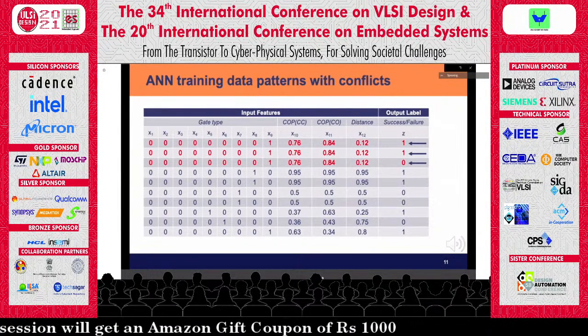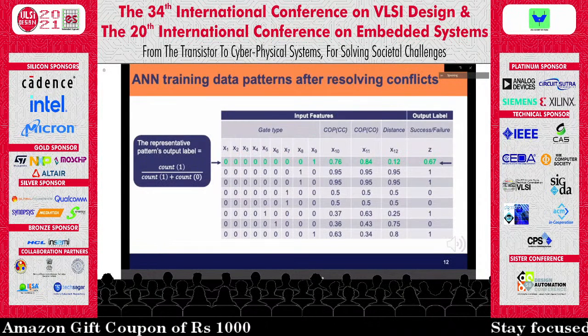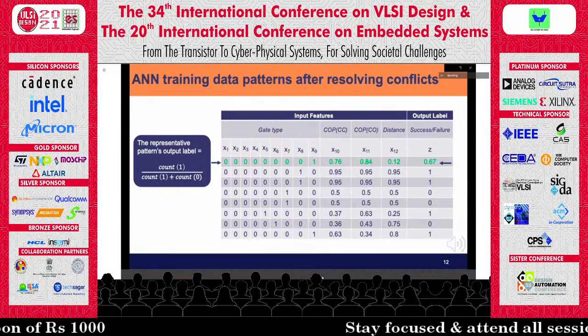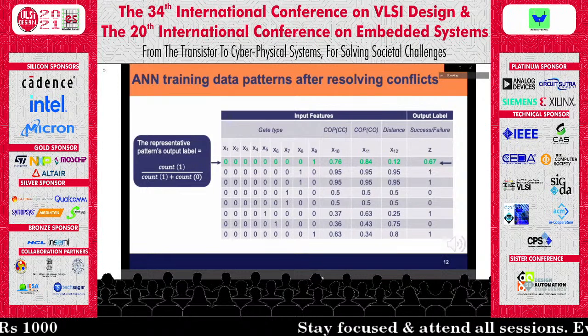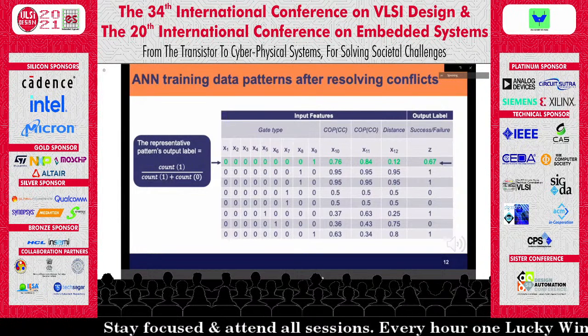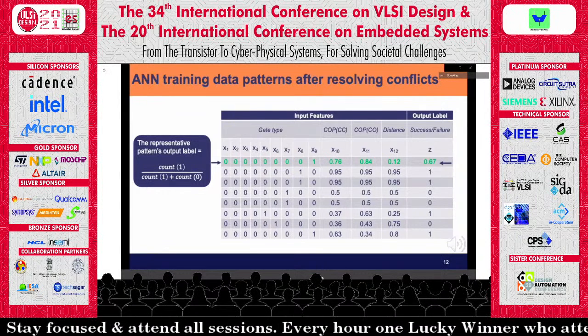In this slide, a conflict is illustrated by the sample training patterns in the figure, where the first 3 patterns have a conflict. This is resolved in this figure, where the 3 patterns are replaced by a single representative pattern with a label count equal to the number of label 1s divided by the number of label 1s plus the number of label 0s. That is, 2 divided by 2 plus 1 equals 0.67.